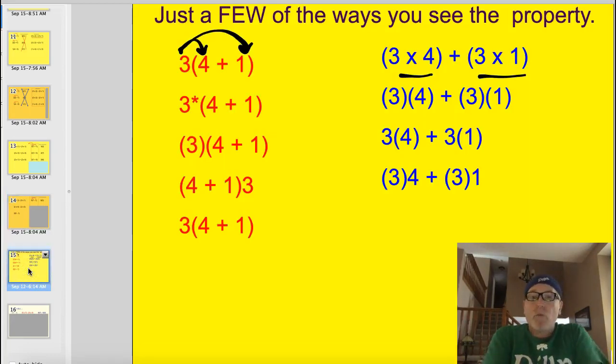Here are just a few of the ways you could see this property rewritten or written. All of these are different ways of writing basically the same problem. An asterisk is sometimes used once in a while. Parentheses are used for multiplication a lot. Putting the number out here, it still means 3 times 4 plus 3 times 1, or 3 times 4 plus 1. Same thing.